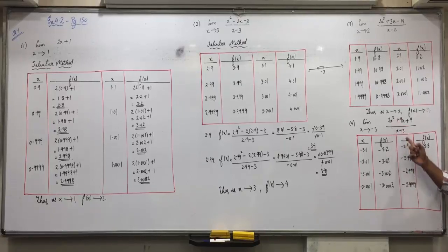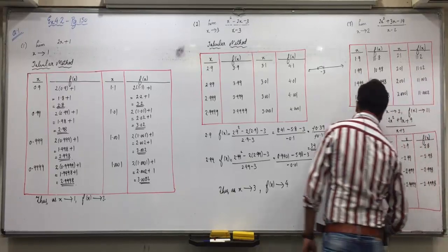2.99 into equals to, multiplied by 2, M plus. Okay, do cancel the old memory before putting the next one. Minus 2.9. Then 2.9 into 2.99, M minus. 9, M plus. MR divided by 0.01. Minus 2.98, minus 2.998, minus 2.9998.